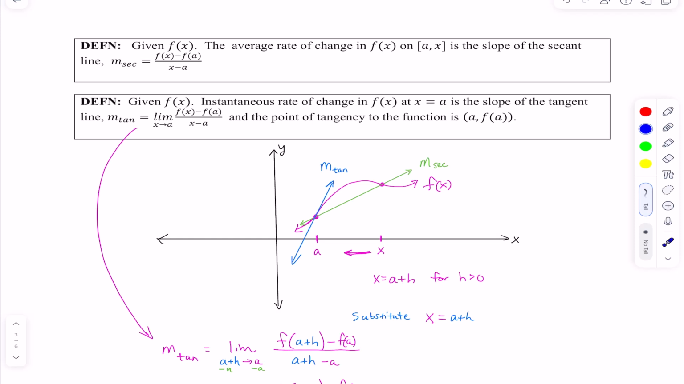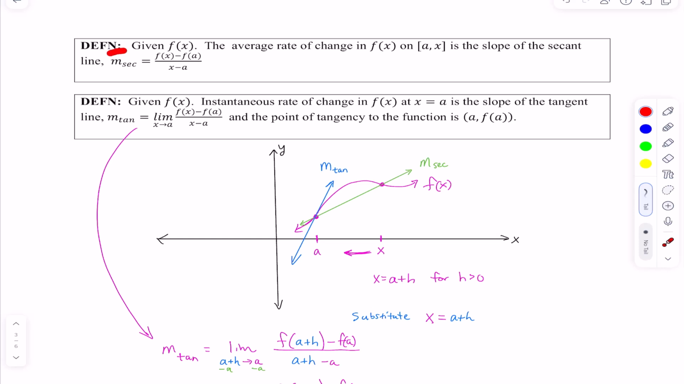The definition of average rate of change. Here's the definition of the average rate of change of a function. We're going to specify a closed interval from a to x. And how do we calculate this slope? It's simply the slope formula from algebra that looks like y sub 2 minus y sub 1 over x sub 2 minus x sub 1. It's just that now the labels are a little bit different. We're using a and x for our labels.